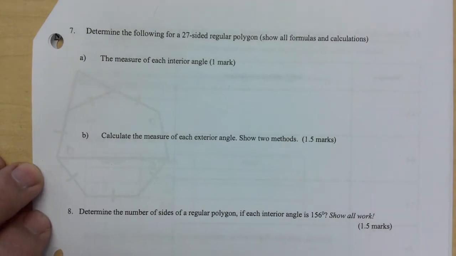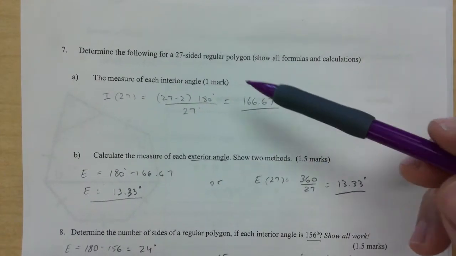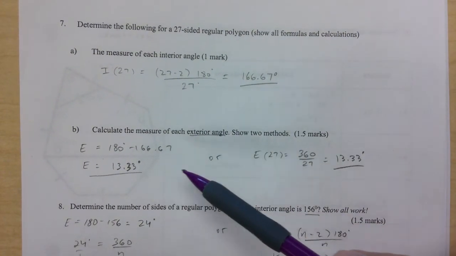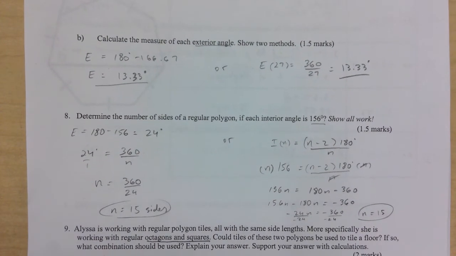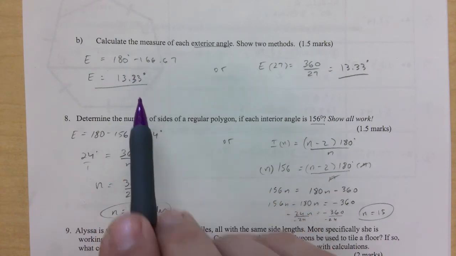7 was done fairly well. I'm just going to show you the answer key to that. So finding the interior angle rounded to 2 decimals, and you're supposed to find 2 ways of finding the exterior angle: using the formula and by subtracting the interior from 180 to get the exterior.